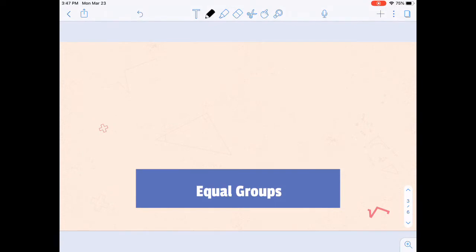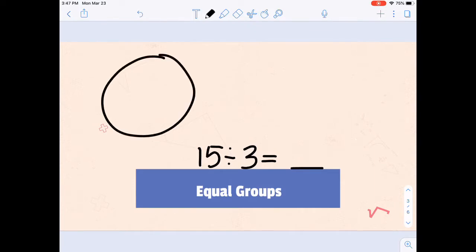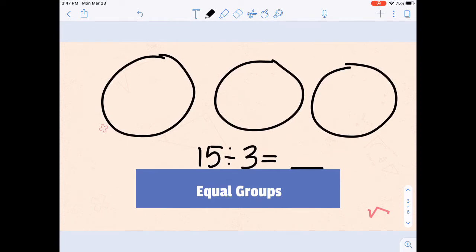So let's start with a strategy called equal groups. If I'm given a division equation, let's say 15 divided by 3, and I need to find the quotient, remember, that's your answer. Your dividend is 15. That's how many dots are going to be total. Your divisor tells you how many big circles you're going to draw. So I'm going to have 1, 2, 3 big circles. I'm going to place a dot in each circle until I reach 15, just like this.